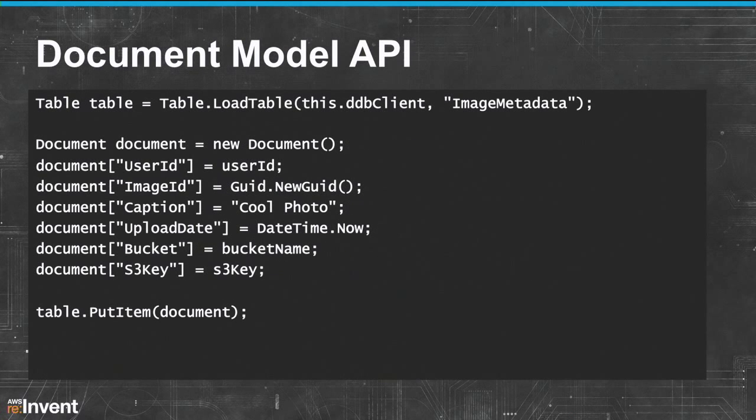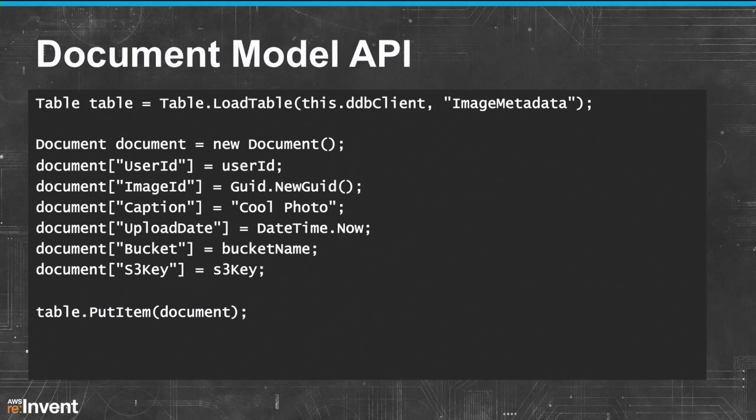The second API we have is called the Document Model API. This works a lot like .NET dictionaries, where you create these document objects, which act a lot like dictionaries. You set your fields in there, including the hash key and range key. In our case, it's the user ID and image ID. And then using the table object, we can then put those documents in DynamoDB and get them back out. Now, this API works really well if the problem you're trying to solve is where each item in the table has a different set of attributes on it, like a heterogeneous set of data.